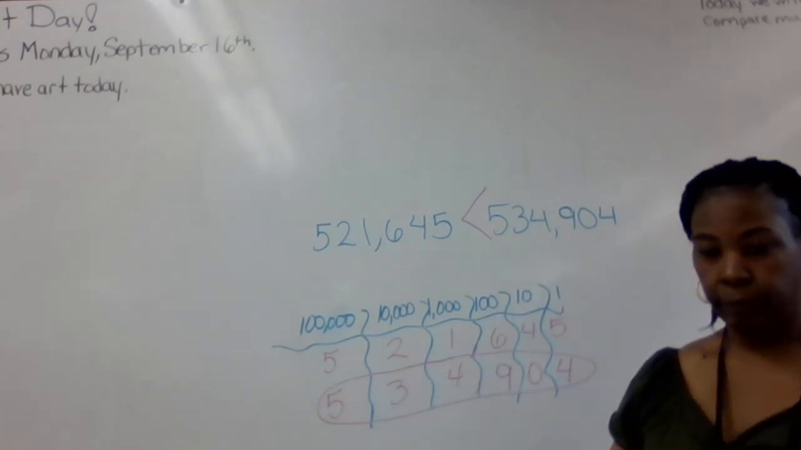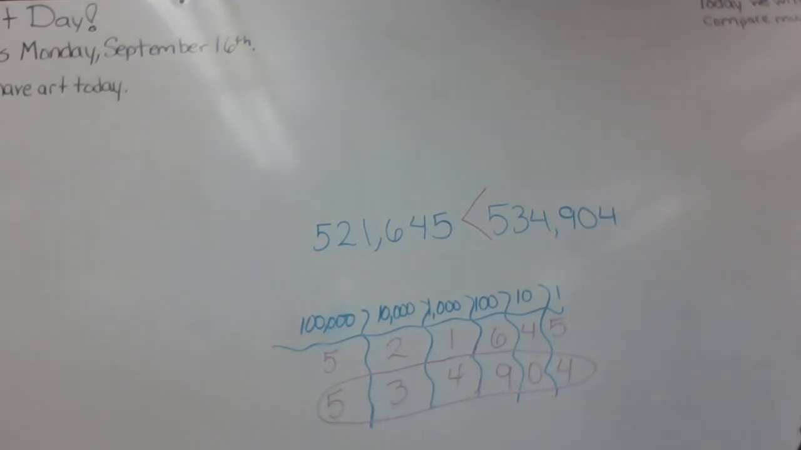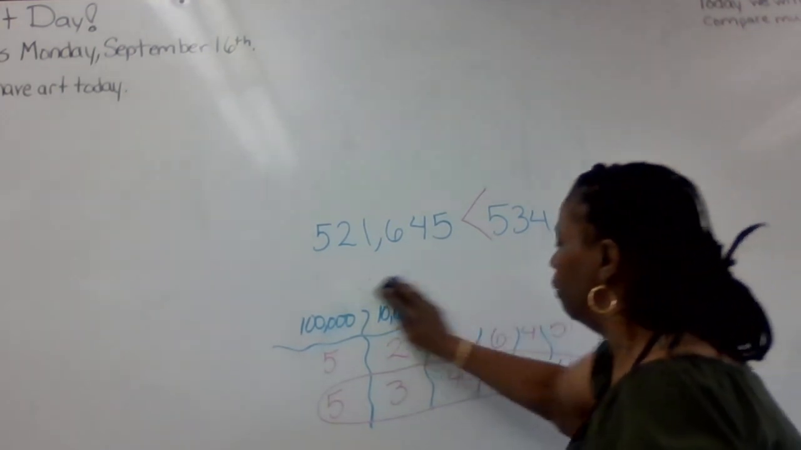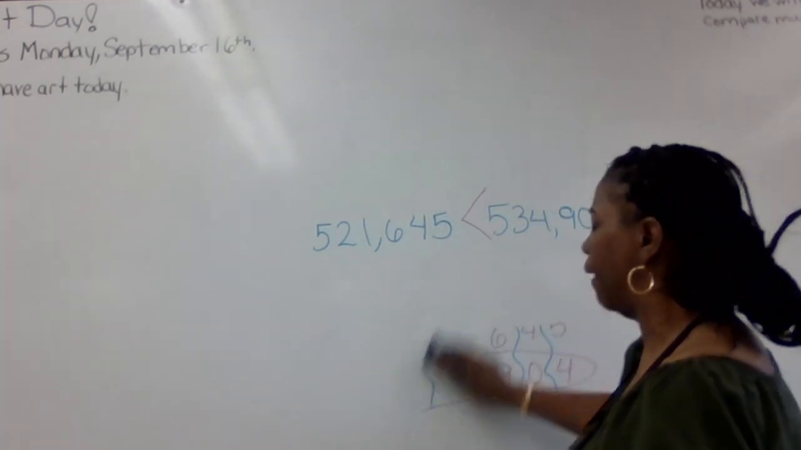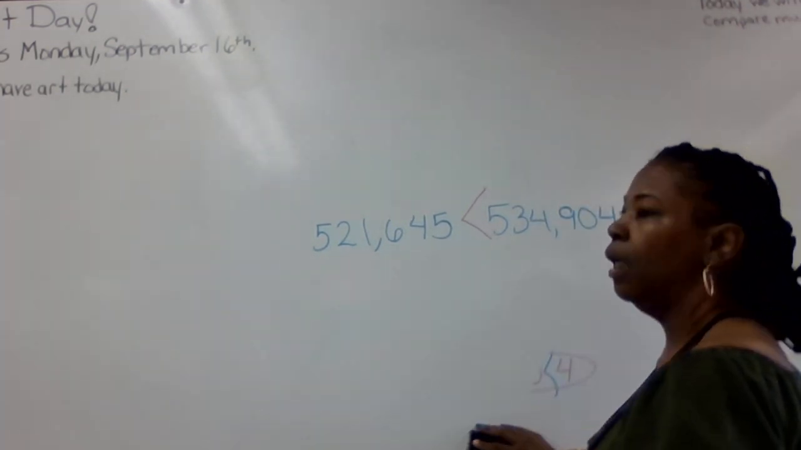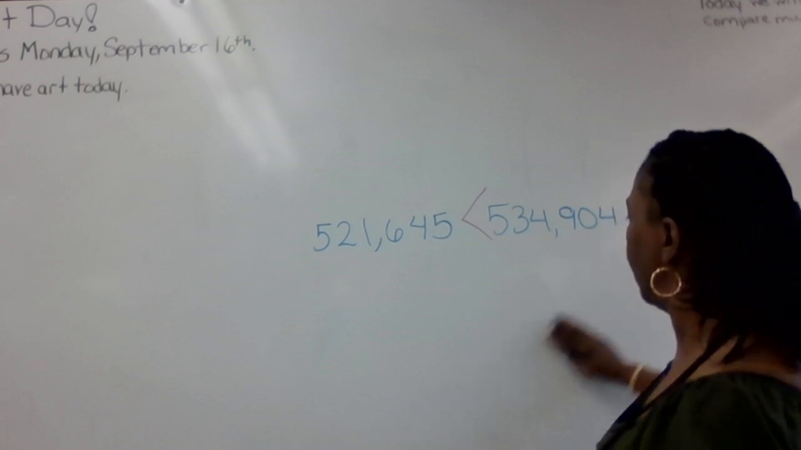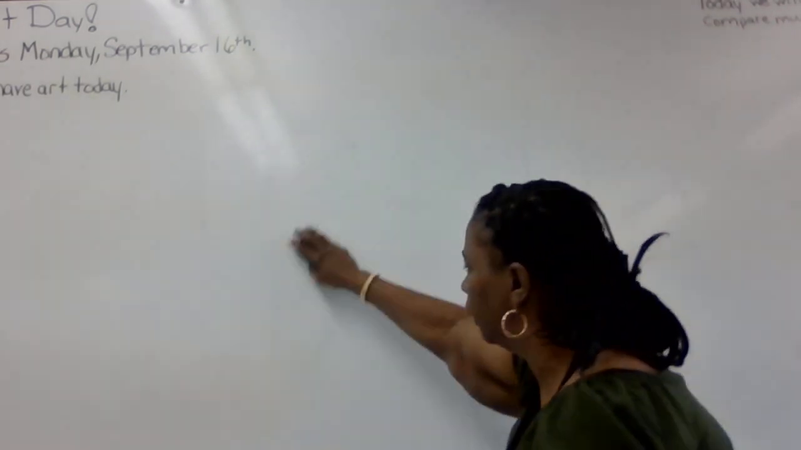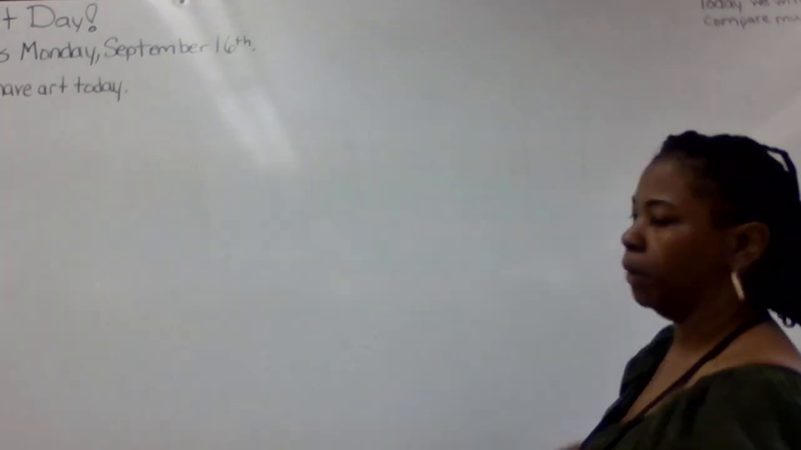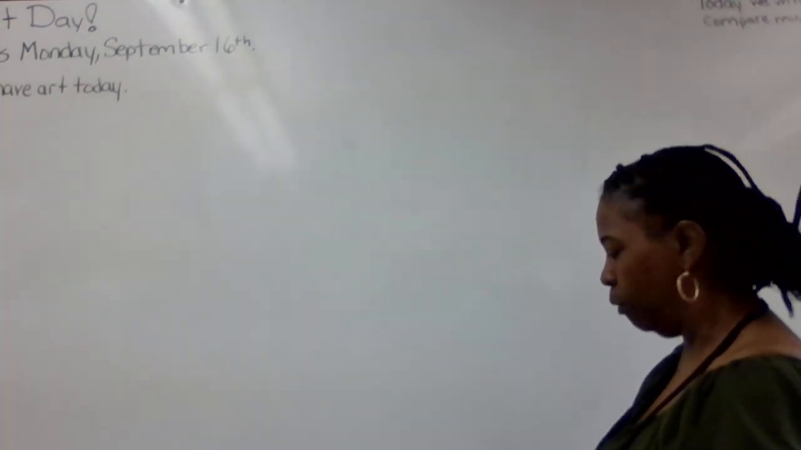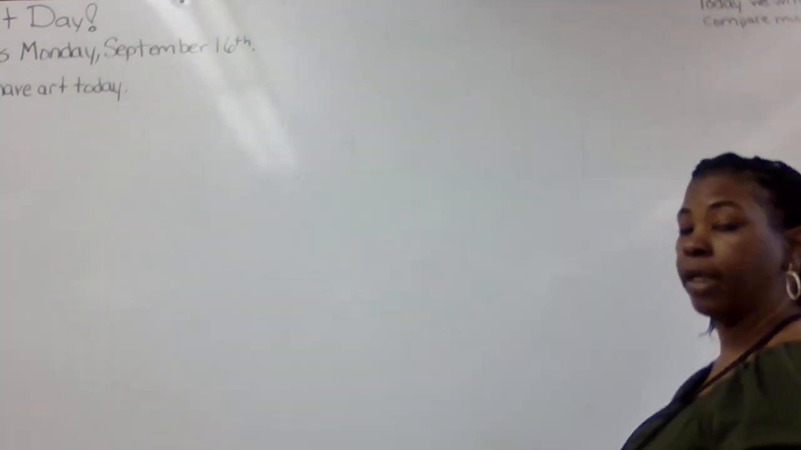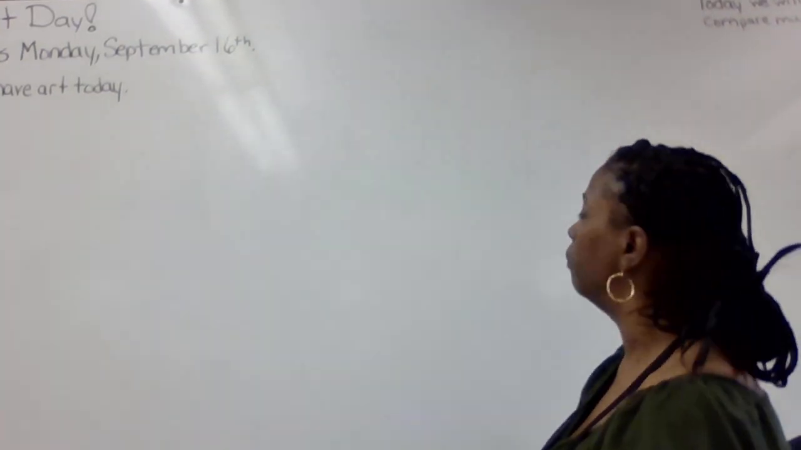534,904. Okay, so I'm trying to really encourage the students to make sure that they are putting the numbers on the place value chart, not just looking and seeing, oh, it's a 5 here and it's a 5 there, and let me just go ahead and make a determination without working anything out. We want them to consciously use that place value strategy each time they are comparing numbers.